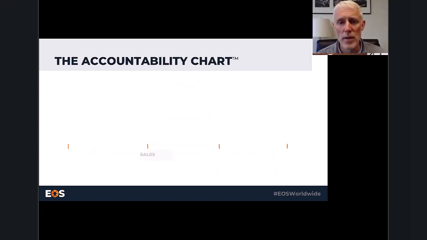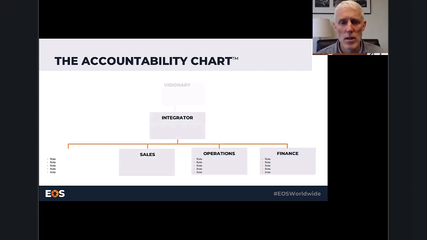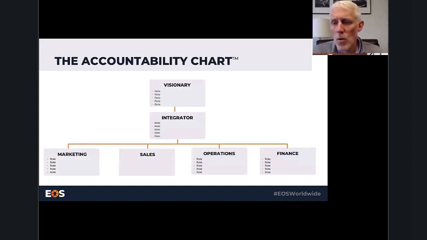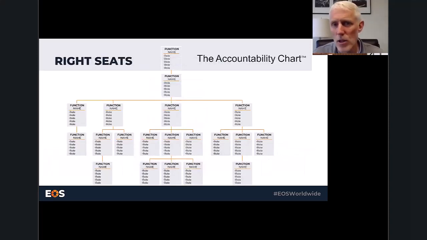In order for me to make our exercise work, sorry about the graphics, one of the things we do is customize the accountability chart to make sure it fits with your organization. In my hypothetical, I've split marketing and sales so that they are 2 separate functions. And this is the basic structure of the organization we're going to use for our exercise. So it may look something like this.